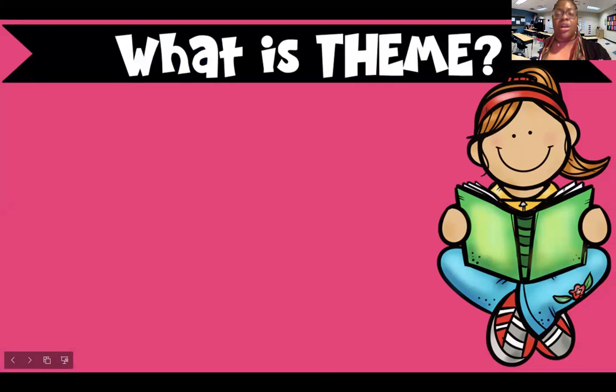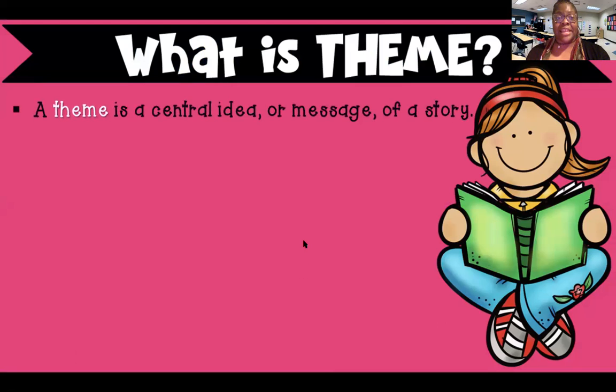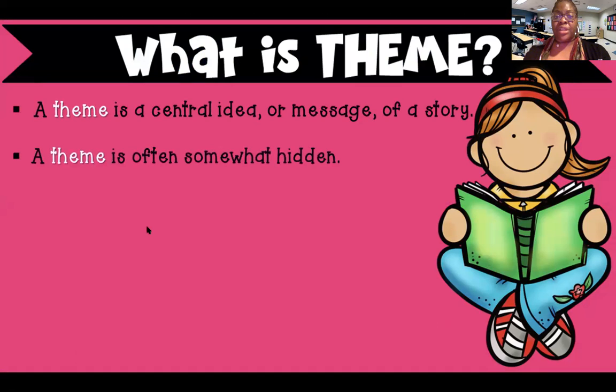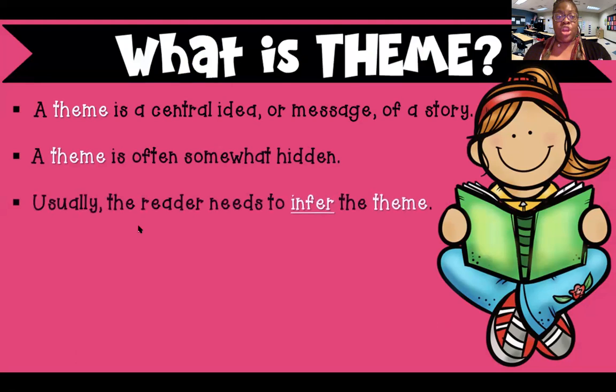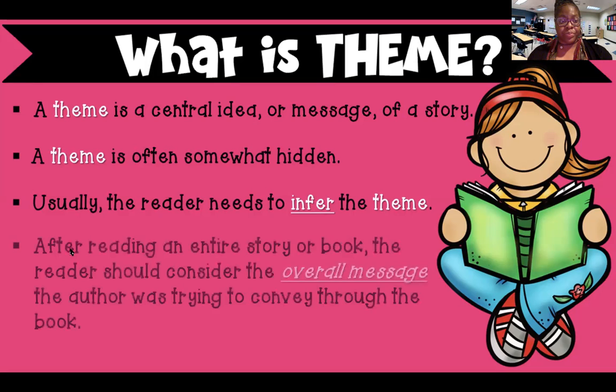I know that we talked about this a couple of times in class, but this kind of breaks it down, and I'm going to read it for you. It says, a theme is a central idea or message of a story. A theme is often somewhat hidden. Usually, the reader needs to infer the theme. So what do they mean by infer? I'm going to give you guys time to think about that. What do we mean by infer? Well, that means we have to decipher what the theme is from the information and the clues given in the message, or rather in the story. After reading an entire story or book, the reader should consider the overall message the author was trying to convey through the book.